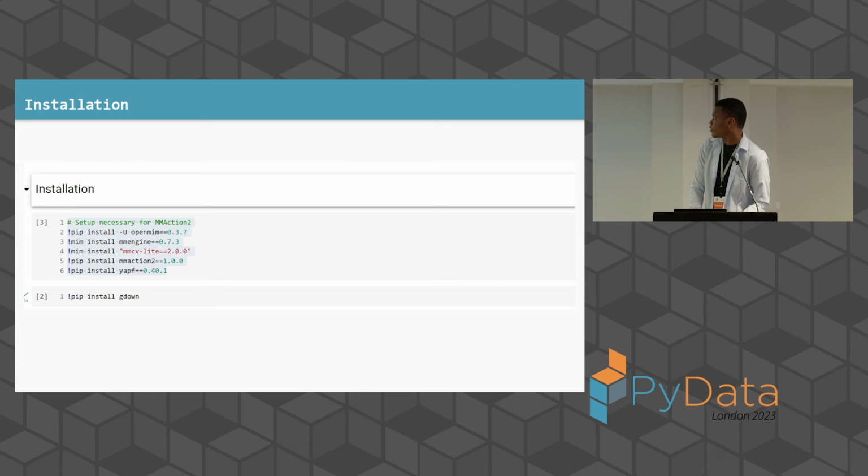So here, installing this, same thing. Gdown is what I use to download this data set from Google Drive, because I uploaded it to a Google Drive. So I'm just downloading it from there. Okay, still installing. Done.